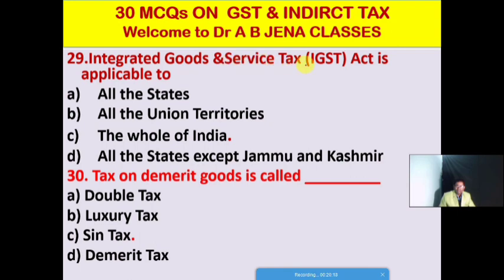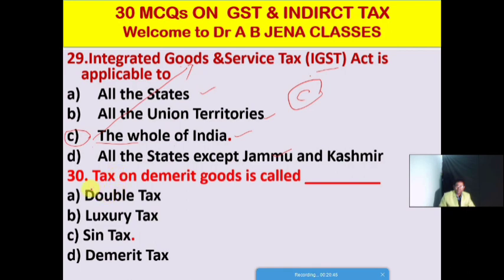The Integrated Goods and Services Tax Act, that is the IGST Act, is applicable to which areas? Option A, all the states in India; option B, all the union territories; option C, whole of India; option D, all the states except Jammu and Kashmir. So the right option is C. The IGST Act is applicable to the whole of India. So option C is the right option.